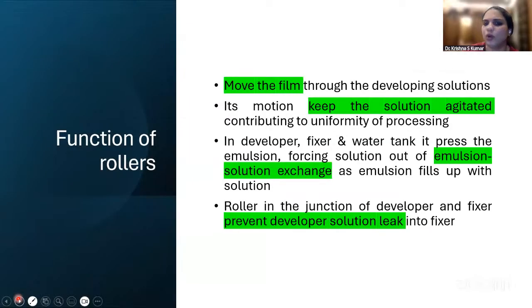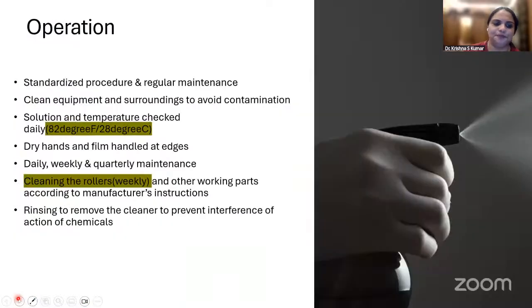So what are the functions of rollers? It helps in moving the film through the solutions, and the motion of the rollers keeps the solution agitated so that there is uniformity of processing. The solution is uniform everywhere, and in the developer, fixer and water tank, the roller will press onto the emulsion. It forces the solution out of the emulsion and soon the emulsion comes in contact with fresh solution also. That movement is maintained by the roller, and the roller prevents the leakage of developing solution into the fixer tank to prevent cross contamination.